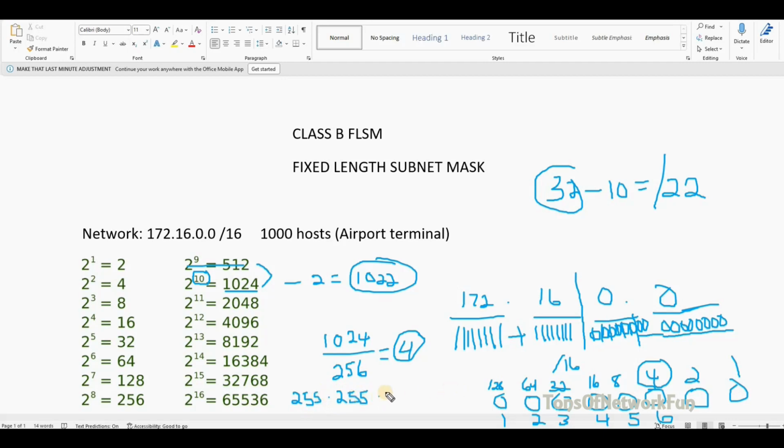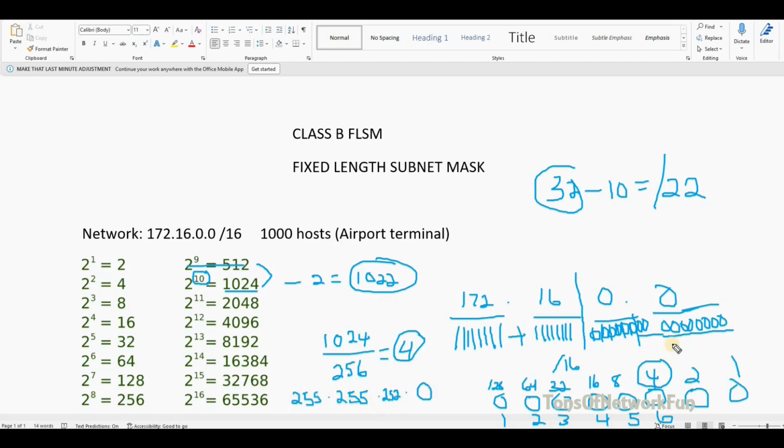Now the host portion. The default subnet mask is like this, 0.0. This is the class B default subnet mask, right? But we know that from the third octet right here, we have now converted some bits. In fact, we have converted 6 bits. So you have to add 128, 64, 32, 16, 8, 4. This will give you 252. Now the third octet is no longer 0. It is 252.